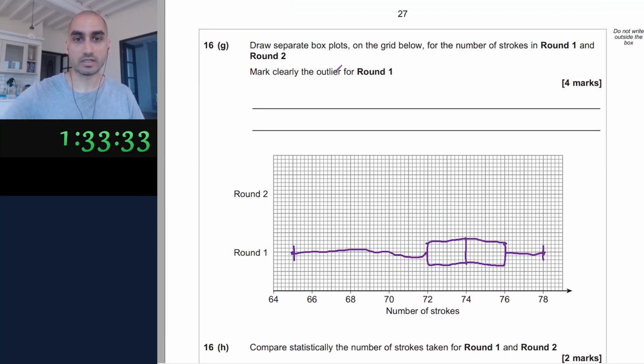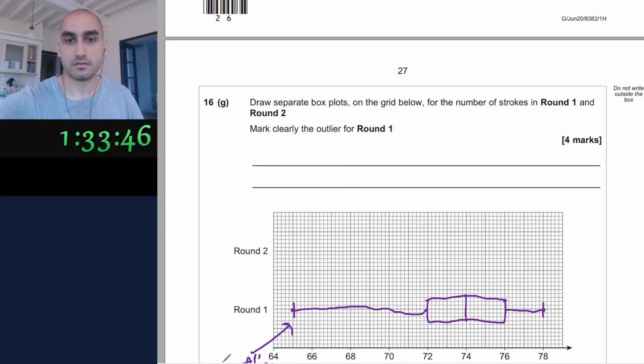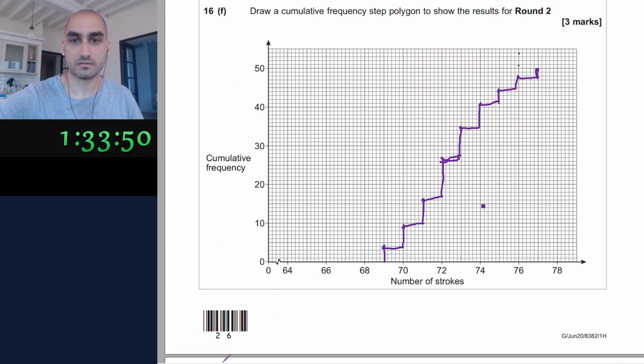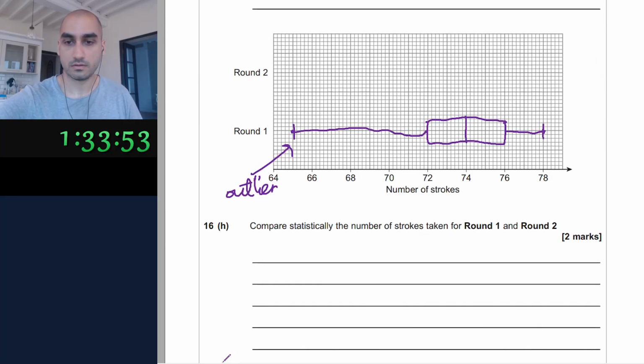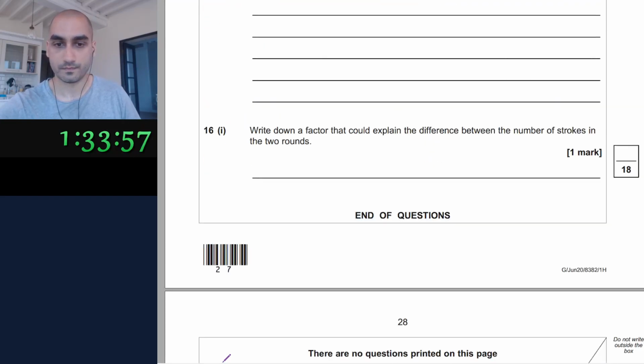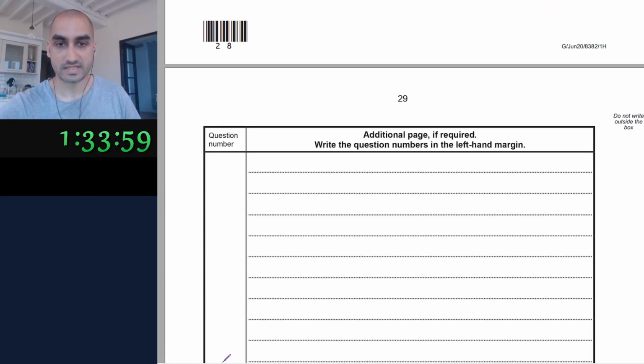Mark clearly the outlier for round 1. Well, here. How do they want us to mark it? I don't know. Okay, fine. That's the end of the paper.